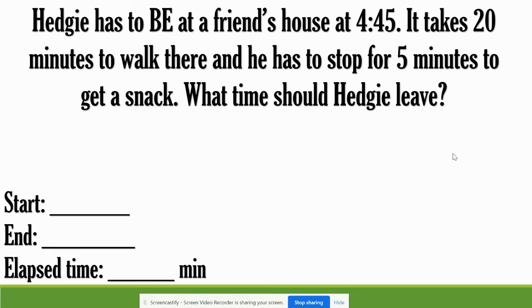All right, Hedgie has to be at a friend's house at 4:45. It takes 20 minutes to walk there, and he has to stop for 5 minutes to get a snack. I wonder what his snack is. What time should Hedgie leave? Well, if he has to be at a friend's house, that's his end time. That's the end goal of getting there by 4:45. So we know that he has to spend 20 minutes walking and 5 minutes getting his snack. So now we need to know, what time should he start his trip? What time should he leave his house to go on his journey?